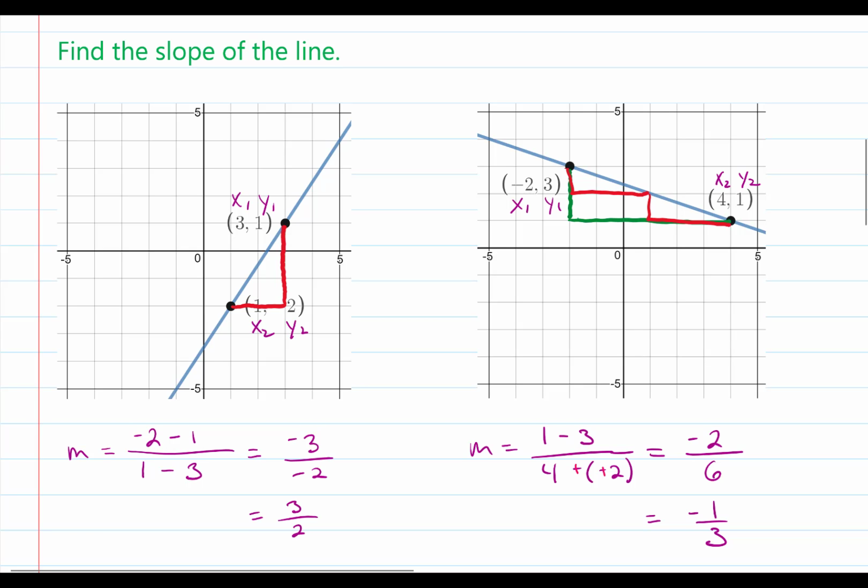You'll notice that I used the negative with my rise, which means I went down instead of up, but I still went to the right because the negative can only go with either the rise or the run, but not both.